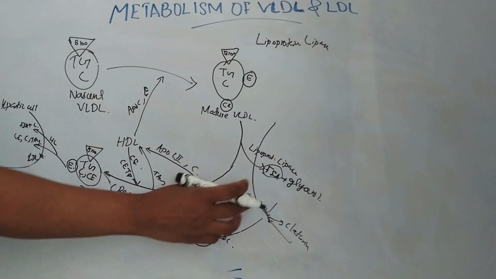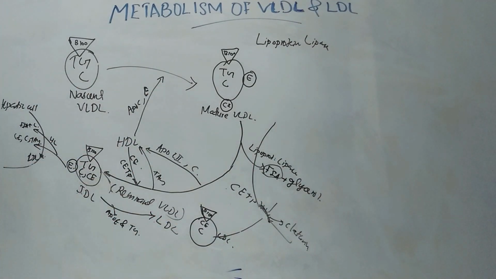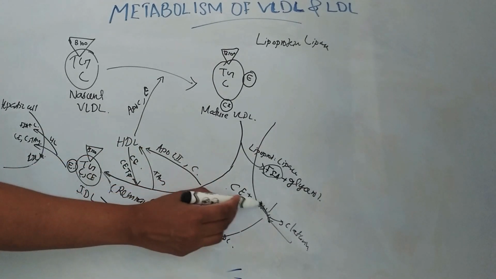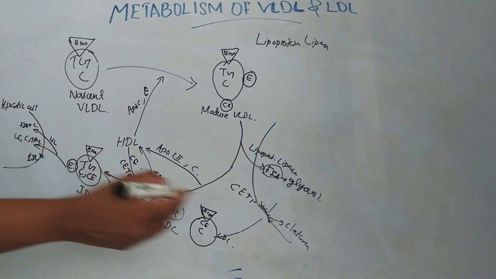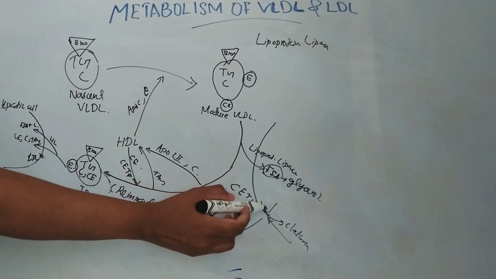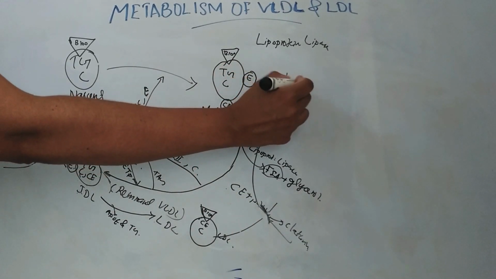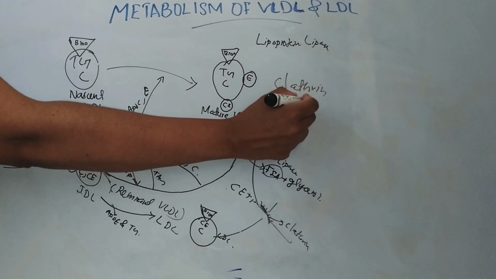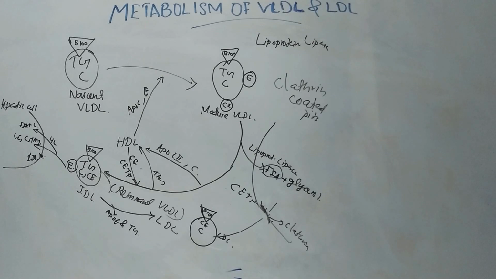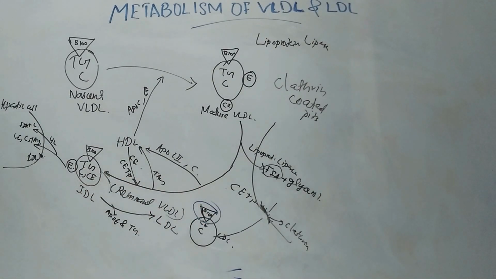So LDL is taken up by peripheral tissues by receptor mediated endocytosis. The LDL receptors on the cell surface are in pits, coated on the cytoplasmic side by proteins known as Clathrin, so Clathrin coated pits. The binding of LDL to the receptors is by this ApoB100.